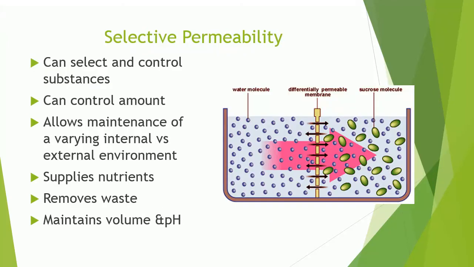When you're discussing plasma membranes or cell membranes, they are selectively permeable, which means they can select and control the substances that go in and out, and they can control the amount. It allows for maintenance of varying internal and external environments, so it can change what it needs to change by having that control. So it supplies nutrients, gets nutrients in, and also removes waste, and through all of that, it also helps to maintain volume and pH.